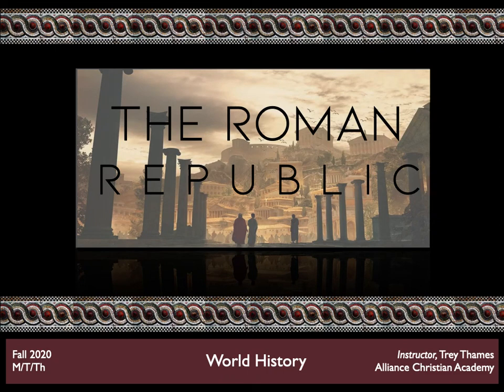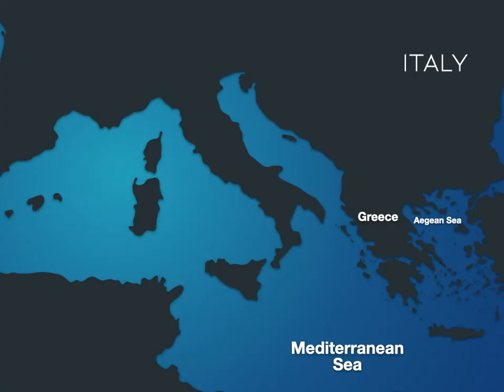Welcome to Chapter 4. This is the Roman Republic. I'm going to jump right in here. We have been studying the ancient Greeks who dominated and controlled the eastern part of the Mediterranean Sea. And now we're going to be shifting west to the Italian peninsula.